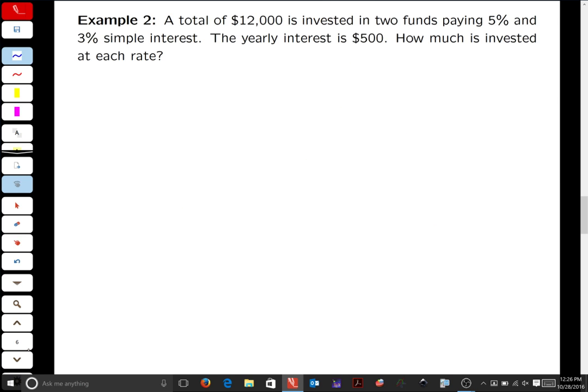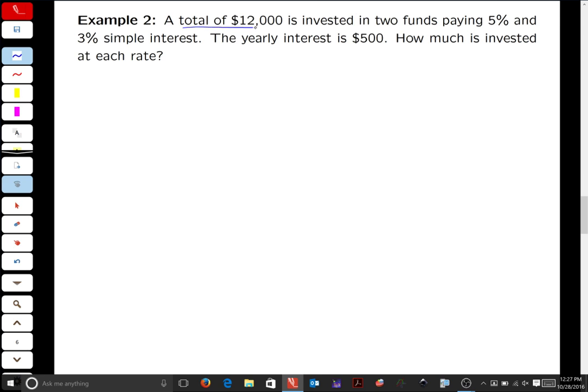Okay. This is where things get a little bit harder. We have a story problem. Most of you probably don't like story problems. I know I didn't when I was in algebra. A total of $12,000 is invested in 2 funds paying 5% and 3% simple interest. The yearly interest is $500. How much is invested at each rate? You know, the story part's not the hard part. The hard part is figuring out what the equation is based off of the story they give you.